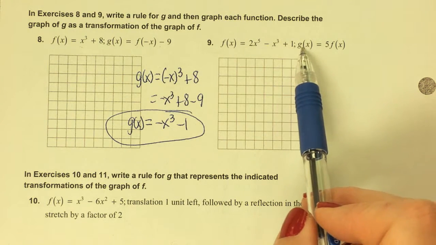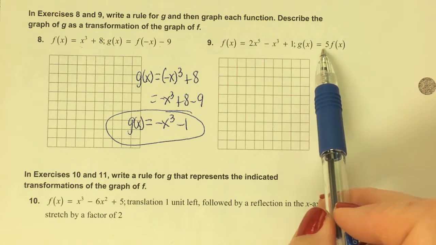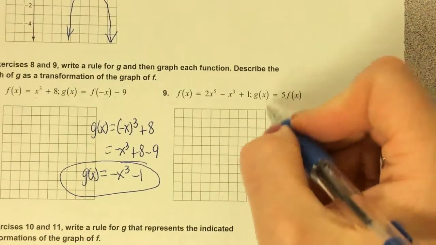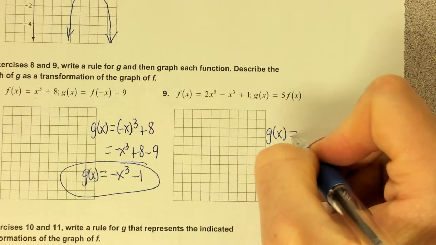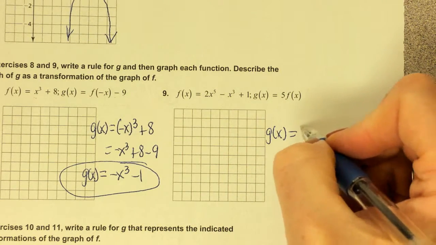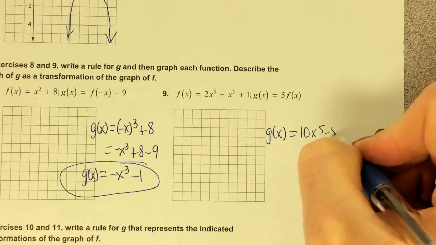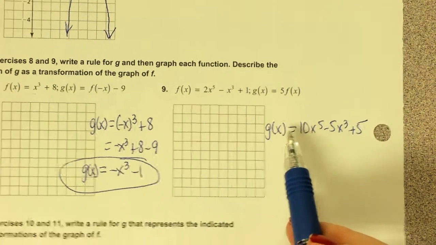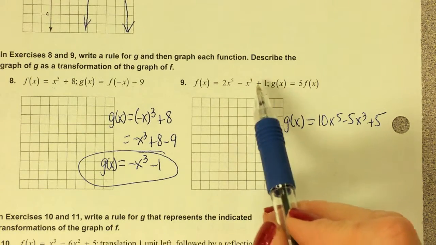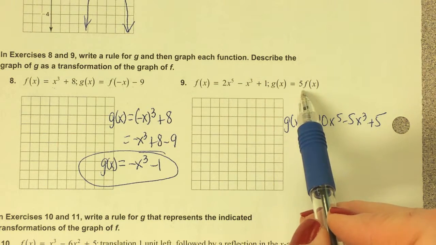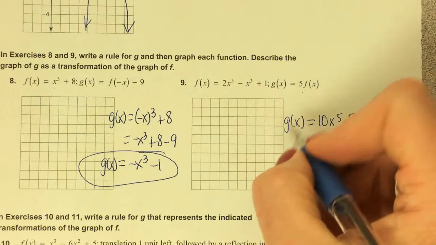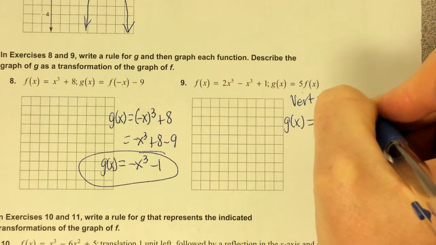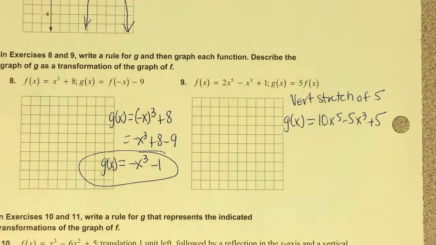This one is saying g of x is going to be 5 times f of x. So all we have to do to find that is just multiply the whole function through by 5. What kind of transformation is that when we multiply the entire function by 5? Vertical stretch. So this is going to be a vertical stretch of 5.